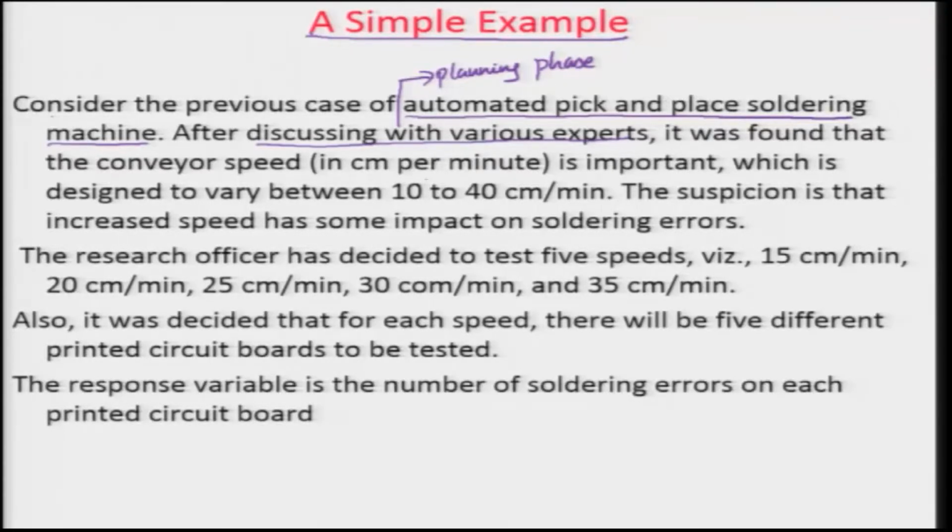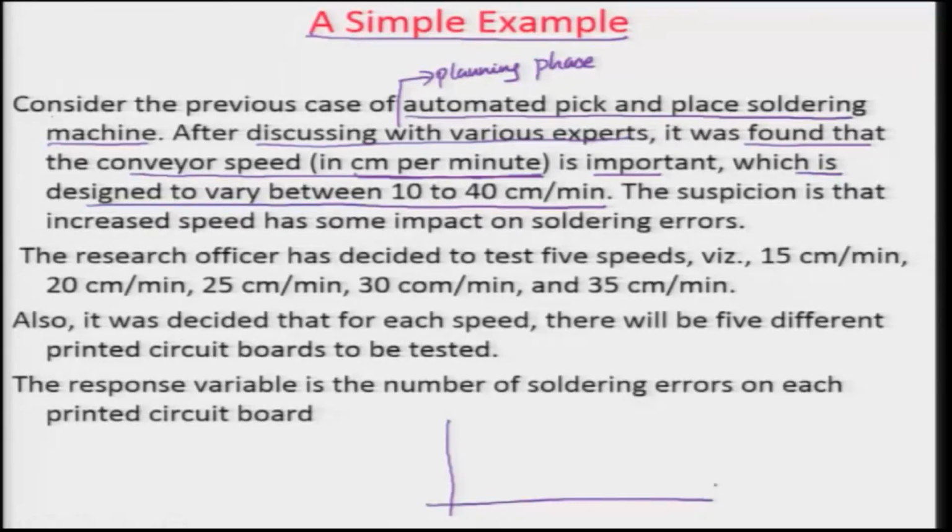It was found that the conveyor speed, in centimeters per minute, is very important. How quickly the conveyor or the machine runs is important, and it is designed to vary between 10 and 40 centimeters per minute. So it is not one value, it can vary from 10 to 40. If you think about it as a graph, you can think of 0, 10, 20, 30, 40, and the conveyor speed can be any value in between.